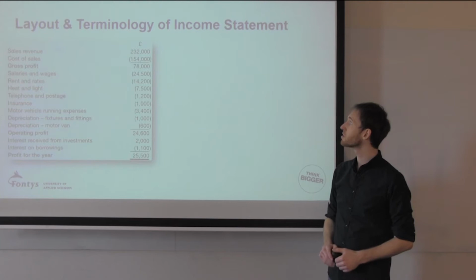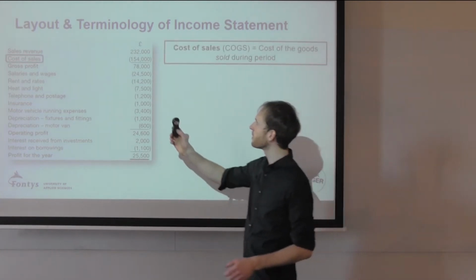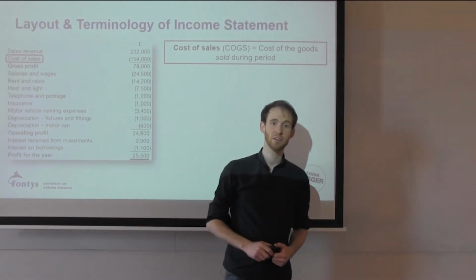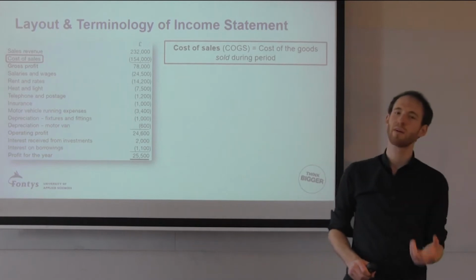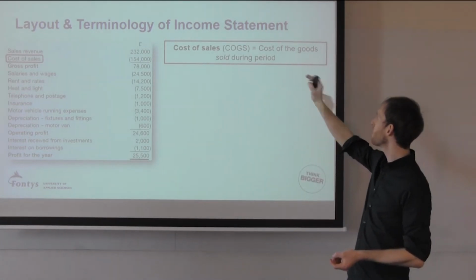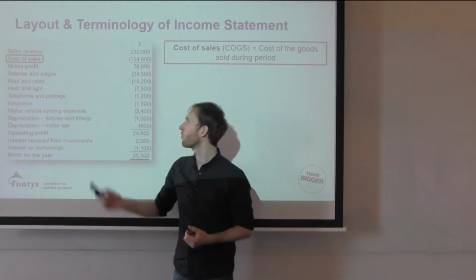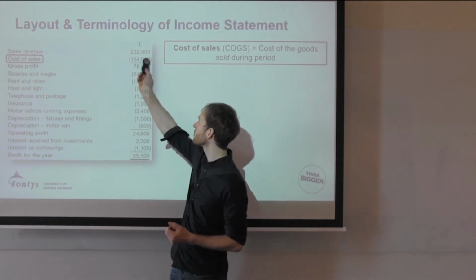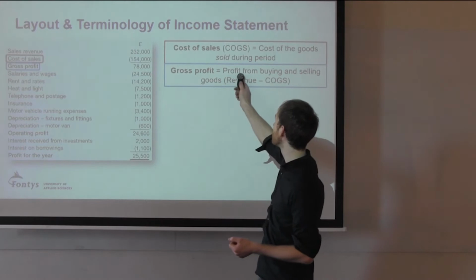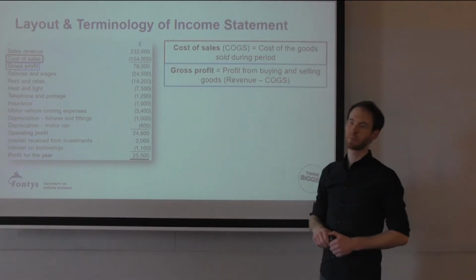So, layout and terminology of the income statement. Well, we see the first part, as I said before, you always start with the sales revenue, so the inflows of money that you have, and then you match this revenue with the costs. And the cost of sales, cost of goods sold, are the cost of the goods sold during the period. An example of that I gave you before. So sales revenue minus the cost of goods sold gives us the gross profit. And this is simply the profit from buying and selling the goods. So revenue minus the cost of goods sold.